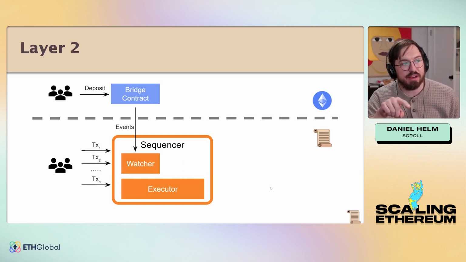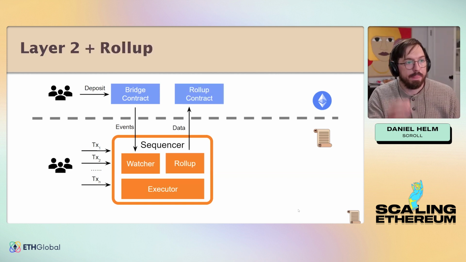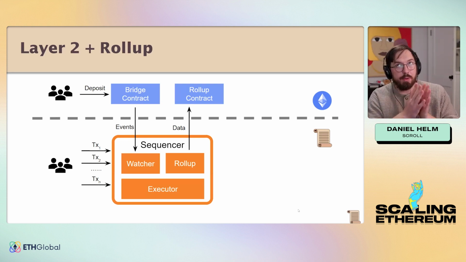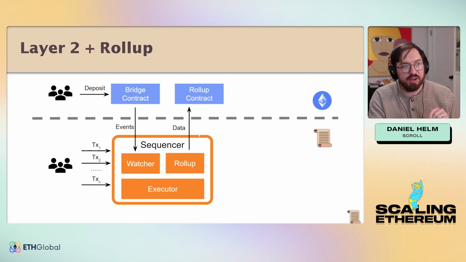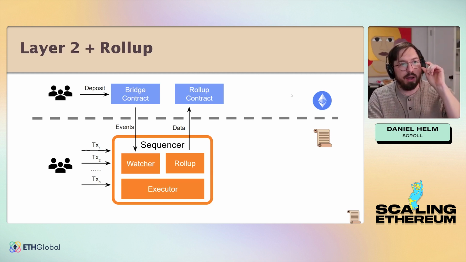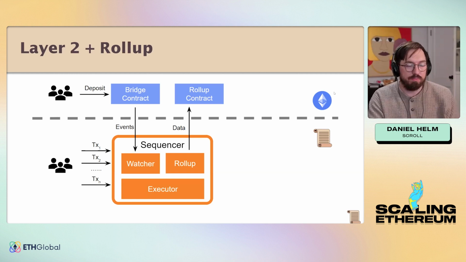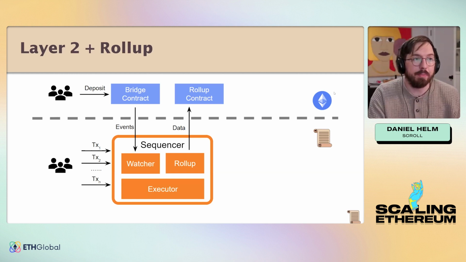It's going to execute transactions that are coming in. It's also going to watch for new deposits in our bridge contract on the layer 1. And then it's going to roll up these, not blocks, but batches of blocks and say all that call data, all this transaction data, it's going to stick that back on Ethereum. And that's for data availability purposes.